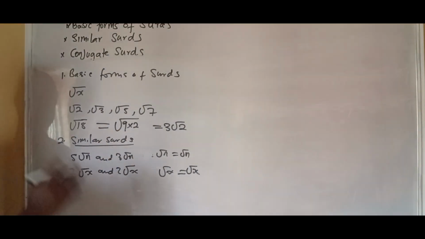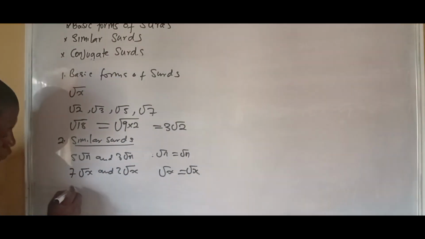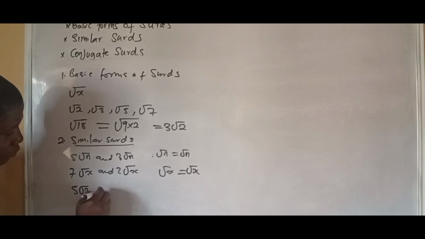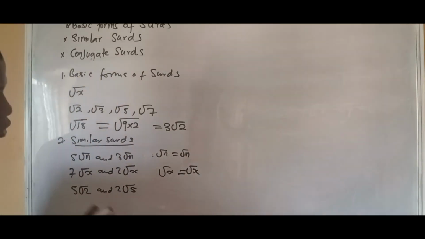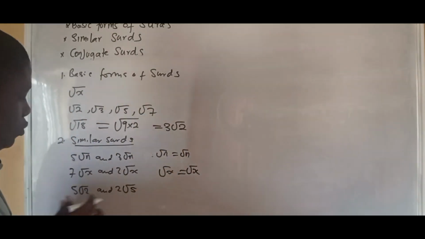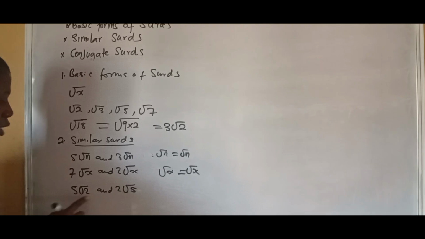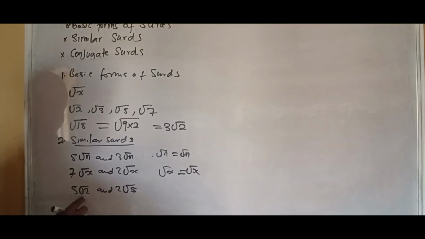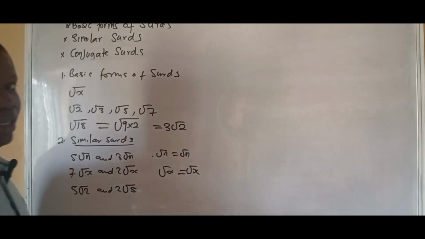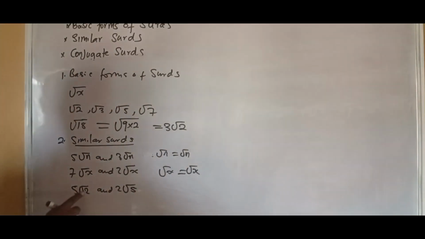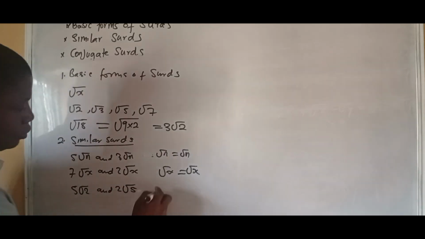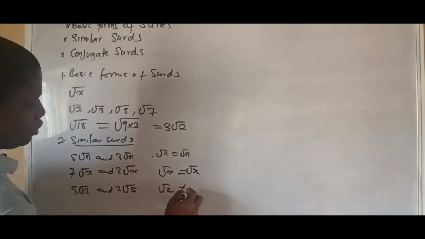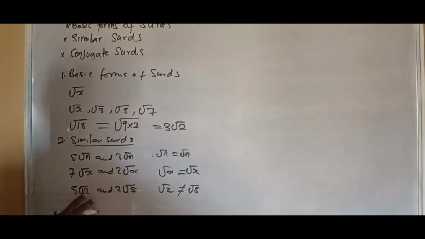So the two surds are similar. But if you have something like 5 root 2 and 2 root 5, these two surds are not similar because their irrational parts are not the same. So do not confuse this. You can see here we have 5, we have 5, we have 2, we have 2, but they are not similar because their irrational parts are not the same. Here we have root 2, here we have root 5. So root 2 is not the same thing as root 5. So therefore they are not similar.